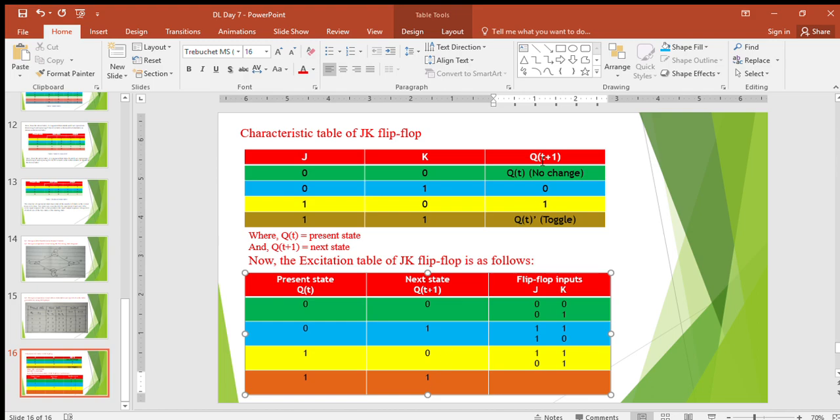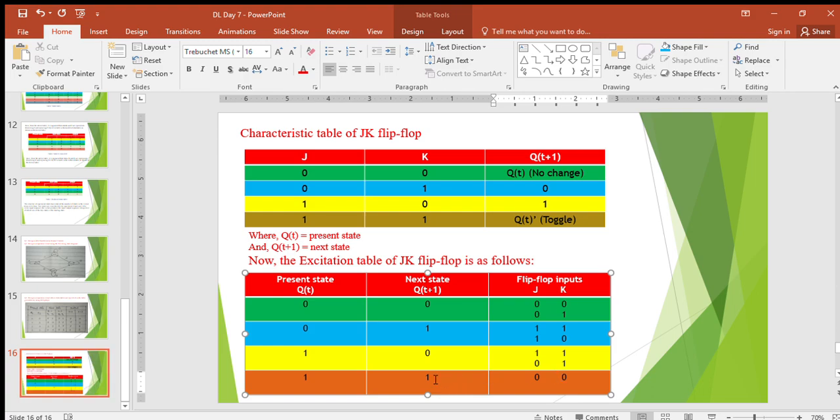It means Qt+1 has the same value as Qt, which is 1 right here. It is a no change condition, and when there is a no change condition in the next state Qt+1, then both the inputs of the JK flip-flop, J and K, have the value 0. Be sure about it.